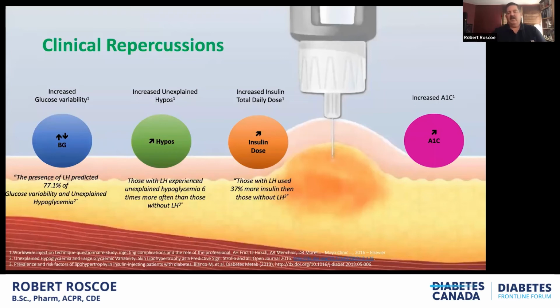Also, when you're injecting into the lipohypertrophy, because of poor absorption, you may not get the results that you're looking for in terms of insulin therapy, and your A1C tends to drift up, which means that most clinicians will start raising the insulin dose, which actually could increase the risk of hypos and variability, versus going back and looking at the simple role of rotating better to get better results.